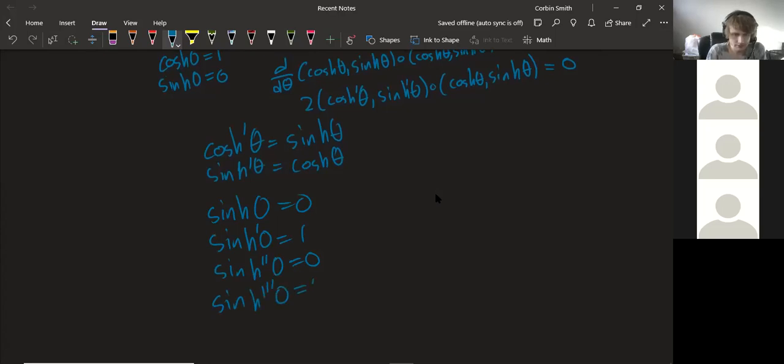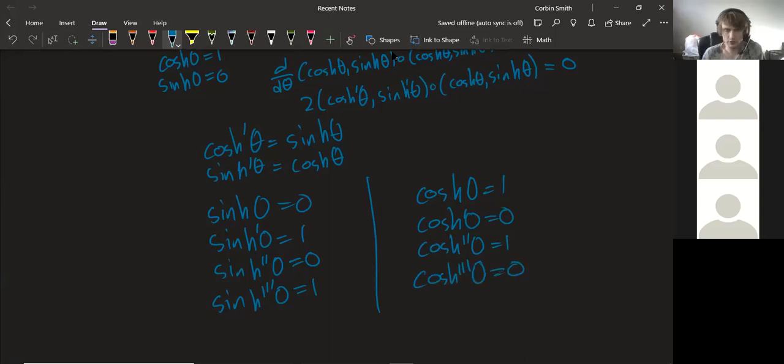Triple primed is equal to 1, and similarly cosh of 0 is equal to 1, cosh primed of 0 is equal to 0, cosh double primed of 0 is equal to 1, cosh triple primed of 0 is equal to 0.